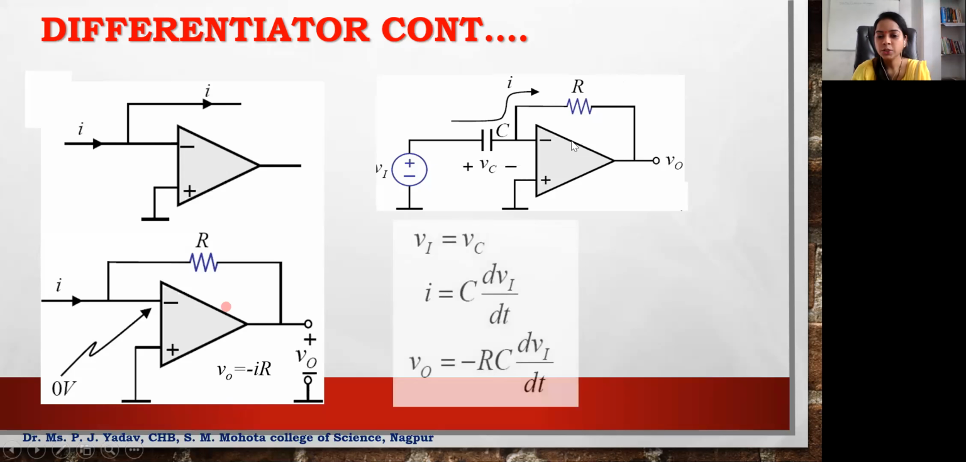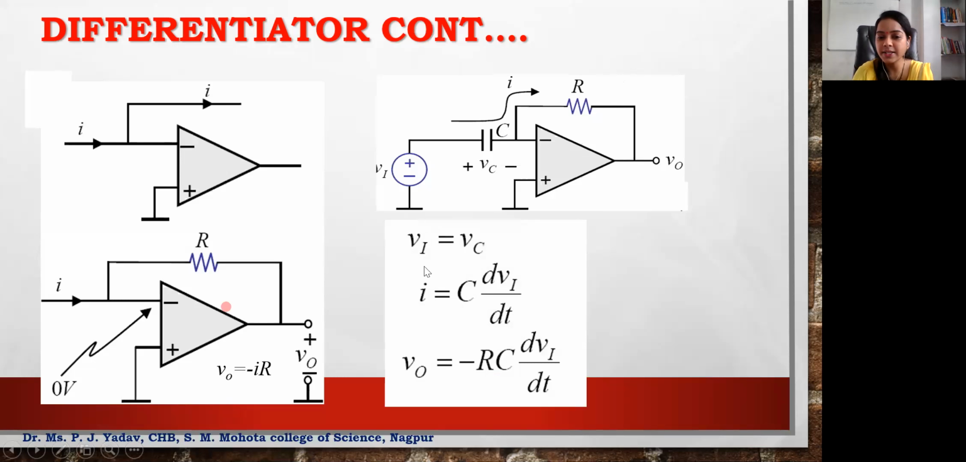Is it okay? So here we will have VI equal to VC. What is the capacitor voltage? It is nothing but whatever you apply at the input, so this is written as VI. Then what is the current? The current which is flowing from this point to this point.